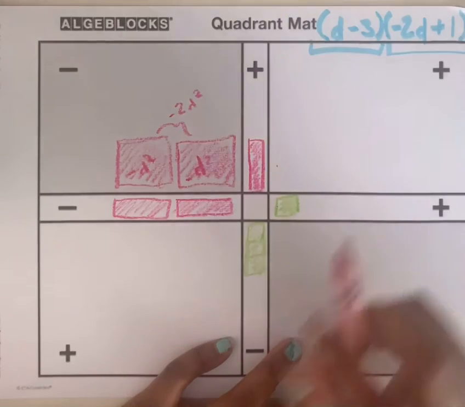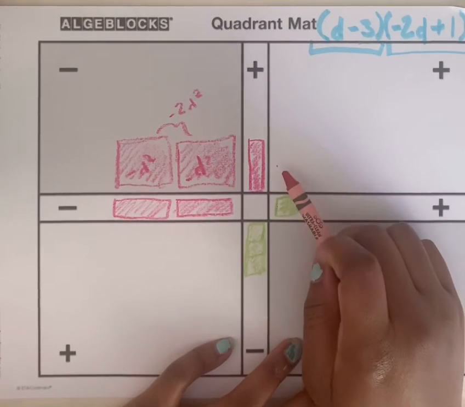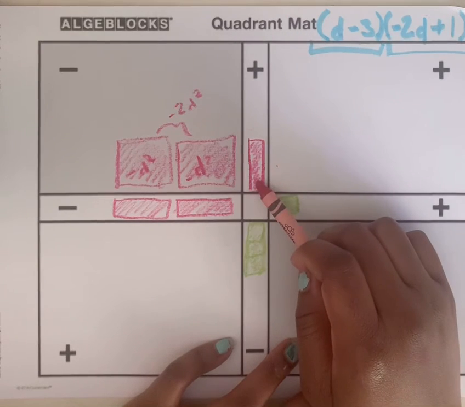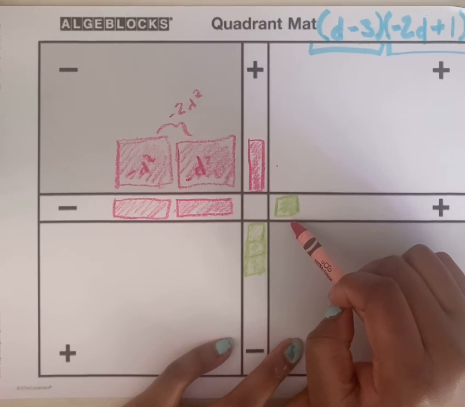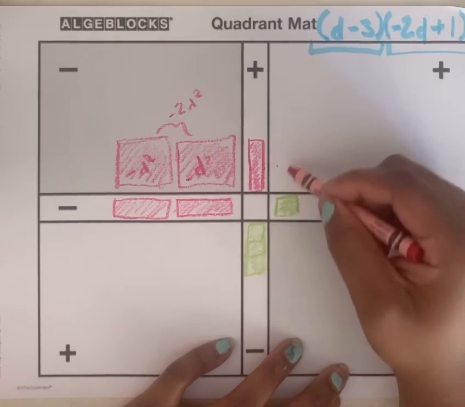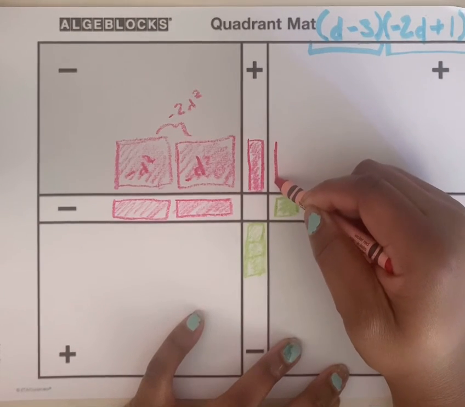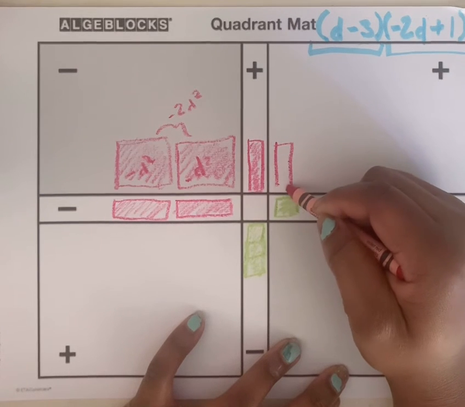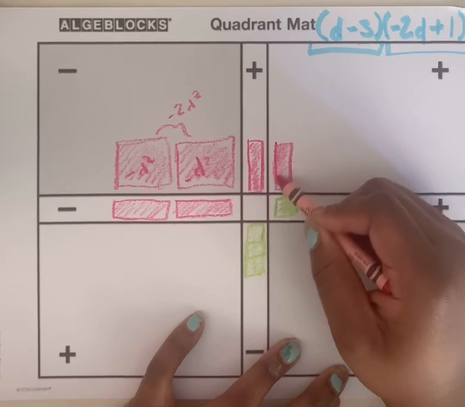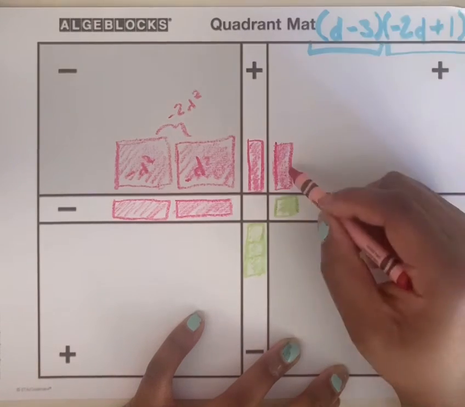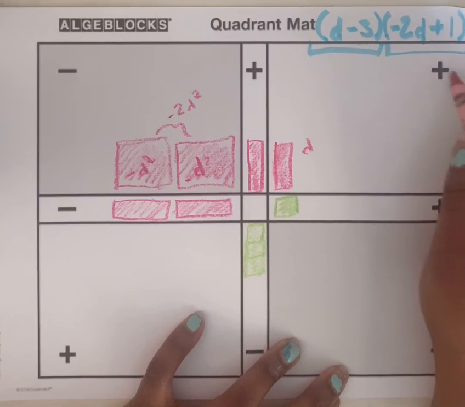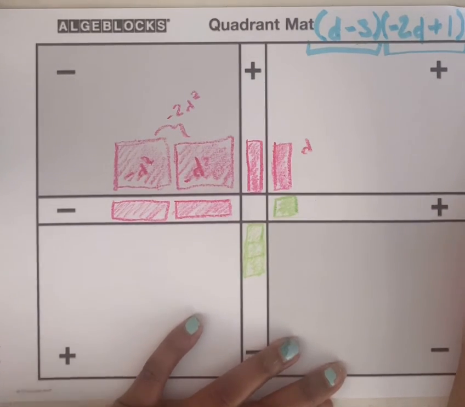Okay, and now we're going to move on to this section here. So we have a D that is multiplied by just a single square here. It's just a one constant. So we're just going to draw one little rod to represent D times the constant. Okay, and that just equals D, and it's positive because it's on the positive side of our table here.